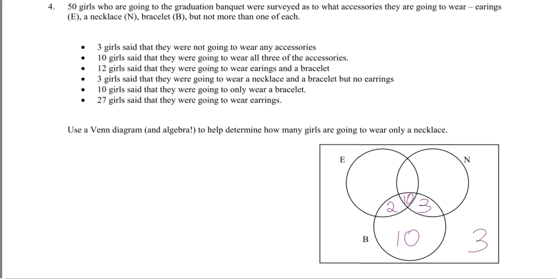So how many do we have right now? So we've got 20, 22, we've got 28. Okay, and we need 22 more. So, all right. So we have 22 we have to split across earrings and necklace.